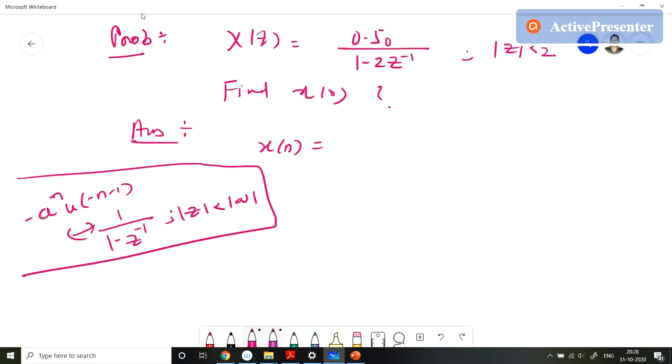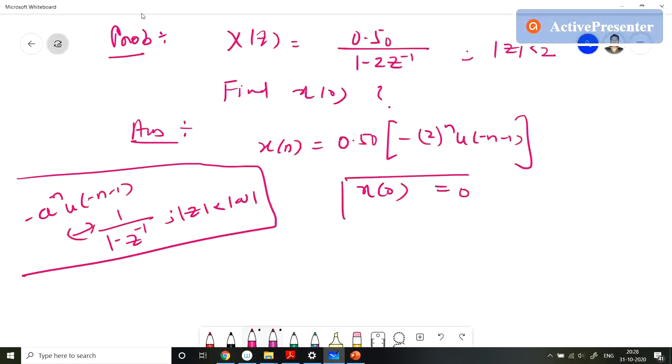Now x[n] is nothing but minus 2 raised to the power n u[-n-1]. Now x0 is equal to 0. It is clearly showing that x0 is equal to 0. So this is our answer.